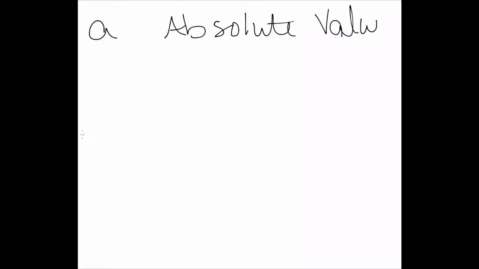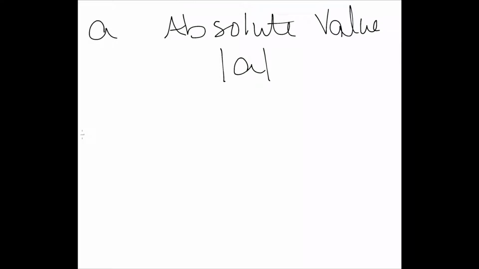Next, we're going to look at absolute value. So if I have some number, and we'll call it a, we want to know exactly what its absolute value is. And it's denoted by these vertical bars. This is how we denote absolute value.